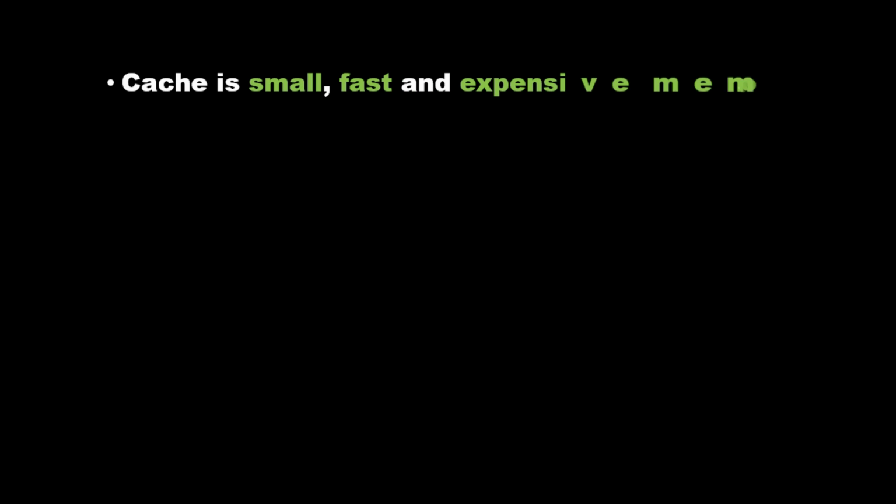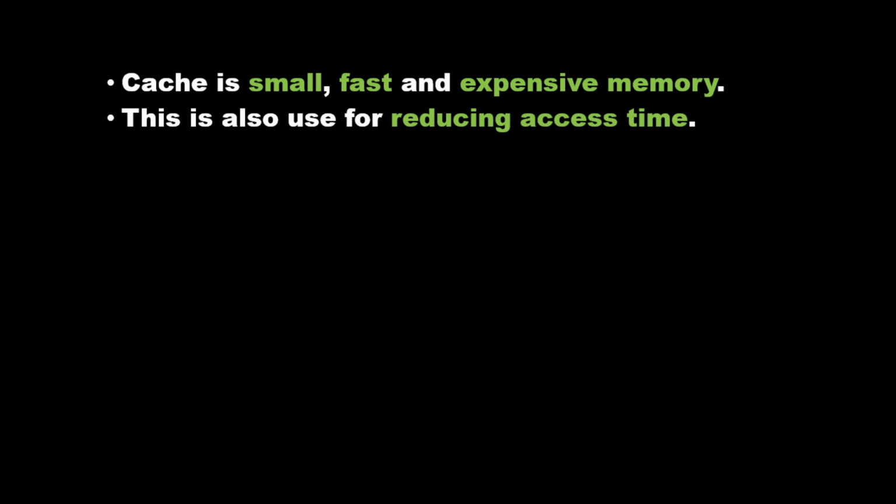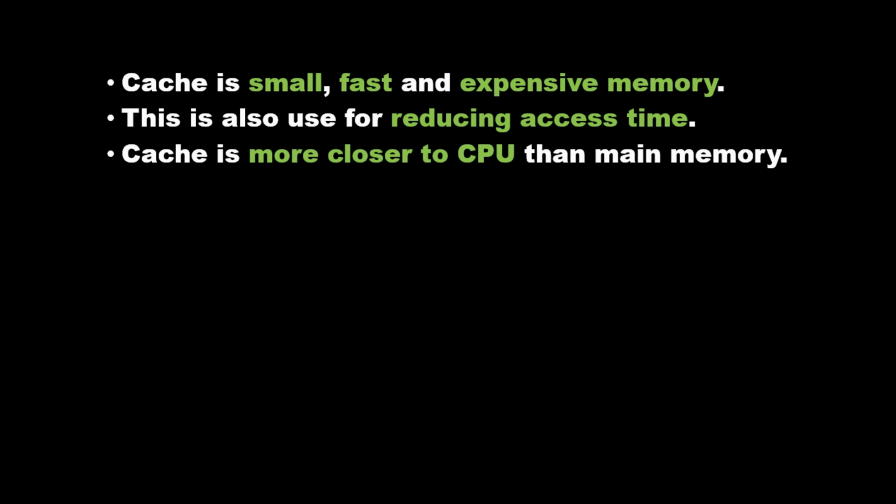Cache mapping technique. Cache is small, fast and expensive memory. This is also used for reducing access time. Cache is closer to the CPU than main memory. Cache is used to store addresses.